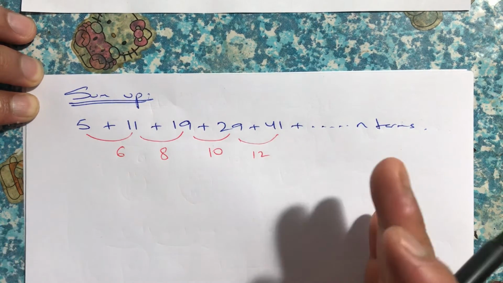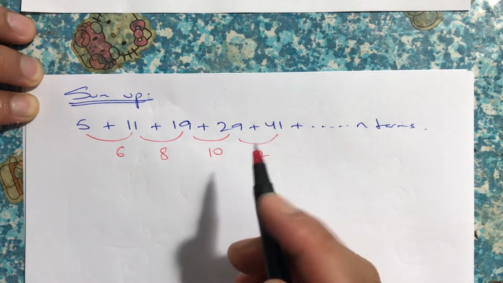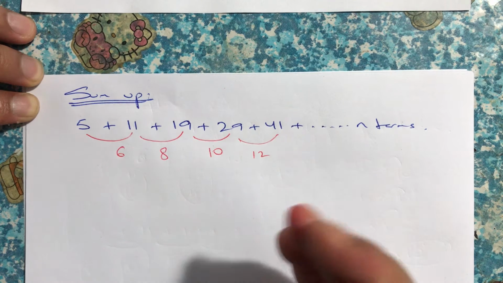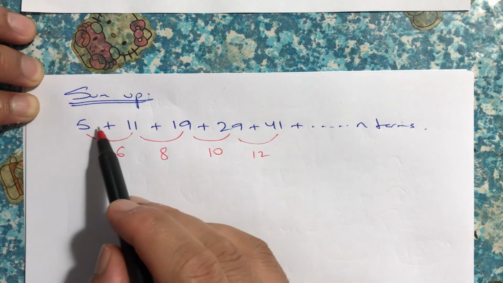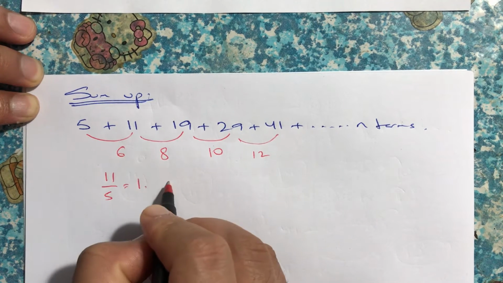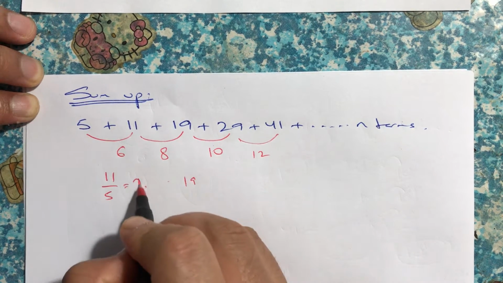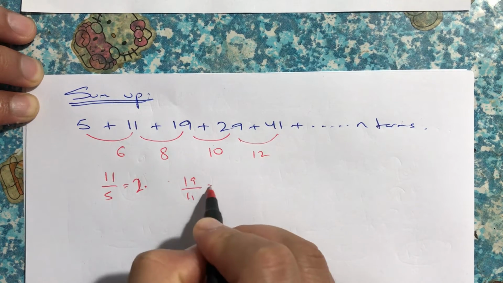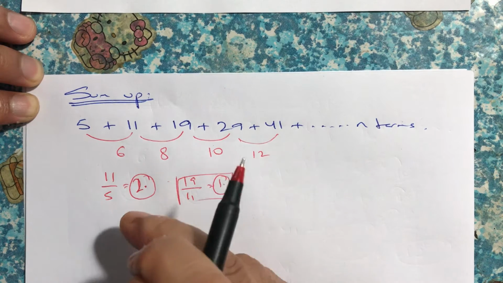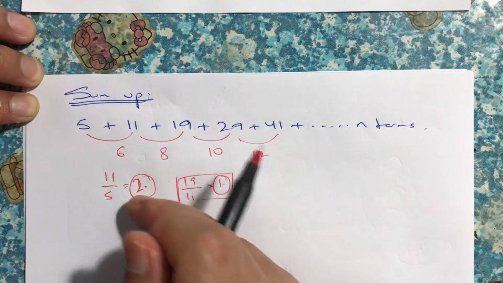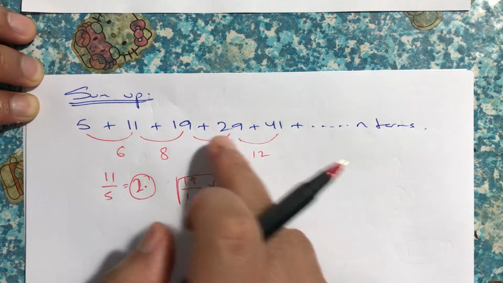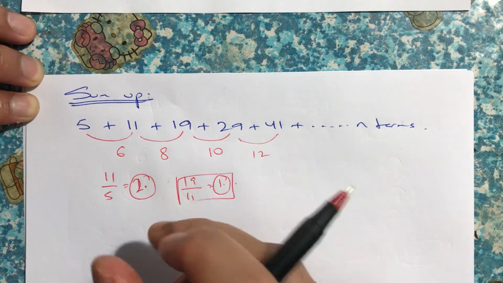So then we try the next thing, whether it's a GP or not. For a GP, any two consecutive numbers should have a common ratio. Let's say I take 11 by 5, so we get 2 point something. 19 by 11, we get 1 point something. So even these answers are not the same. They do not even have a constant ratio. That means these numbers are neither in GP nor in AP.